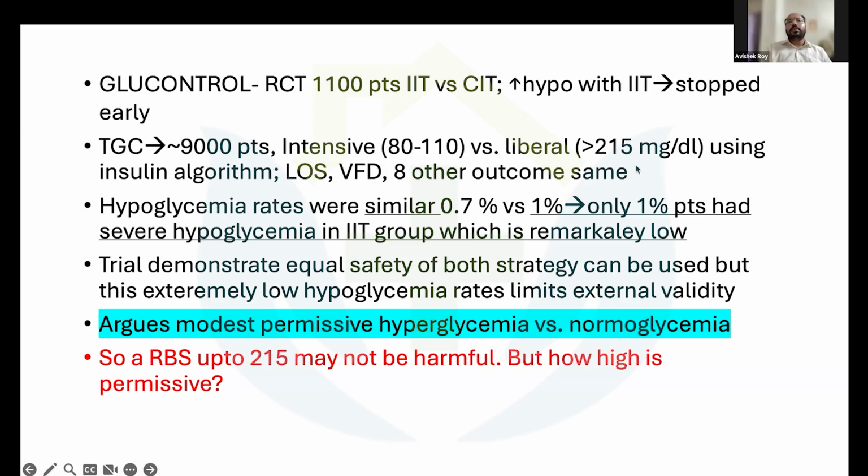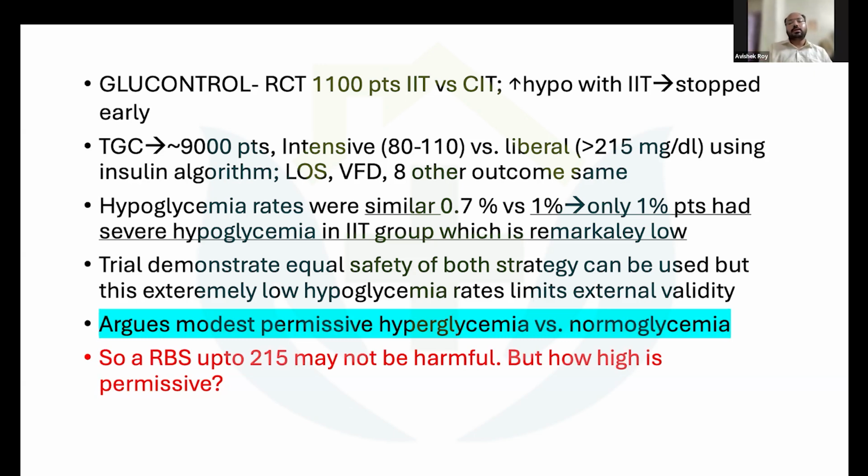The cause, after analysis, people could only say that probably the nursing staff were more agile, more hardworking. But to keep a patient's sugar between 80 to 110 consistently, you will risk the patient having more hypoglycemia. So the trial demonstrates the equal safety of both strategies. And now comes a newer concept that argues for modest permissive hyperglycemia. That's probably a sugar level up to 250 is safer as compared to normoglycemia. And intensive insulin therapy, the tighter sugar control, is now out of the book.